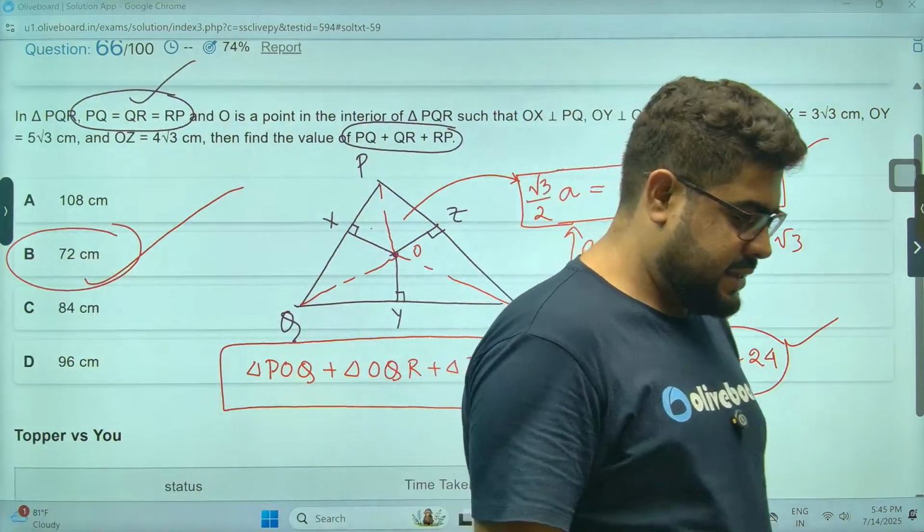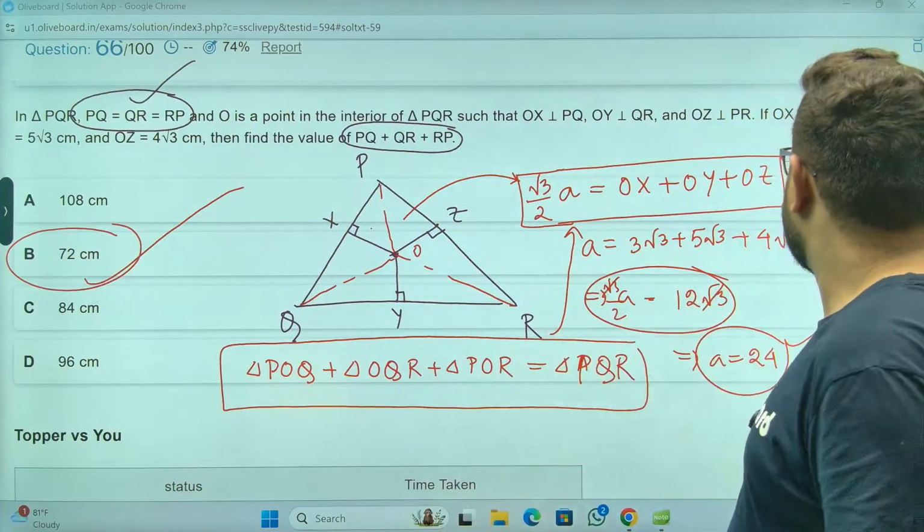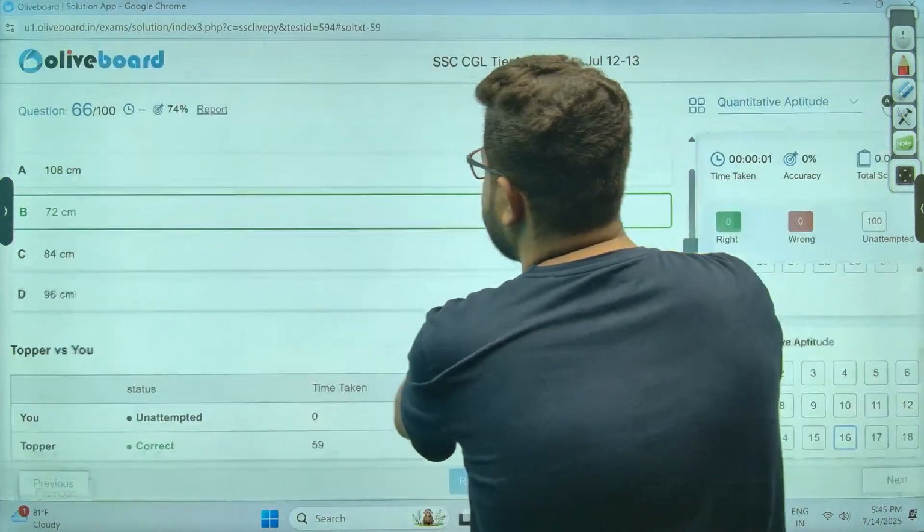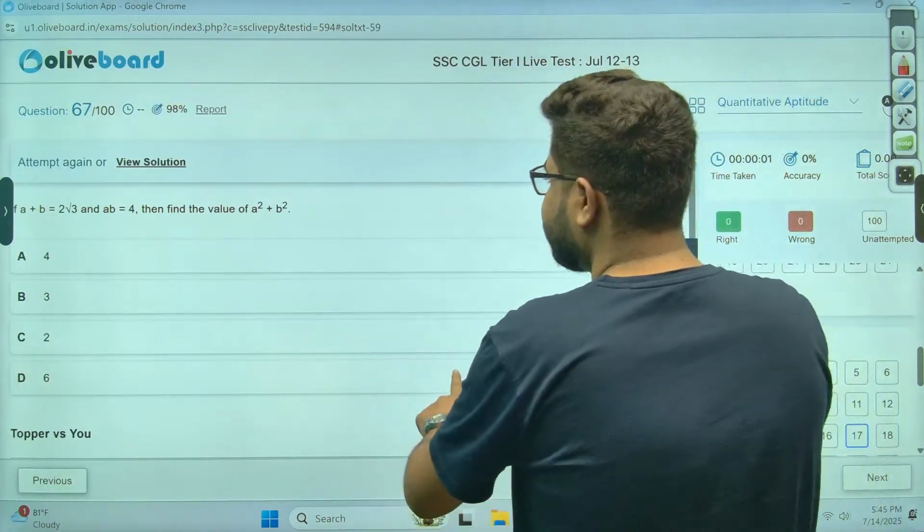Option B, yes. अरे मैं गलत, मैं देखा ही नहीं. इधर मैंने डायरेक्ट A लिख दिया, पता नहीं why. Absolutely no idea why I've written.